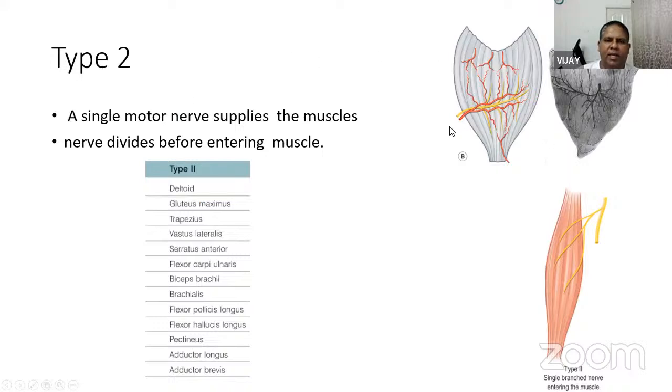Type 2, again a single motor nerve supplies the muscle. The nerve divides before entering the muscle. The classical examples are deltoid, gluteus, trapezius, vastus lateralis.